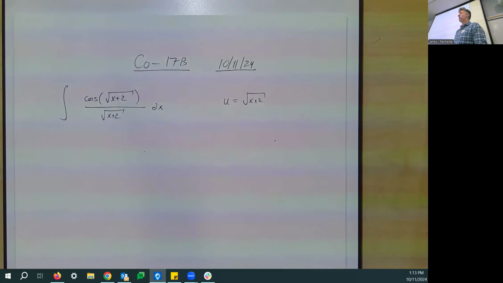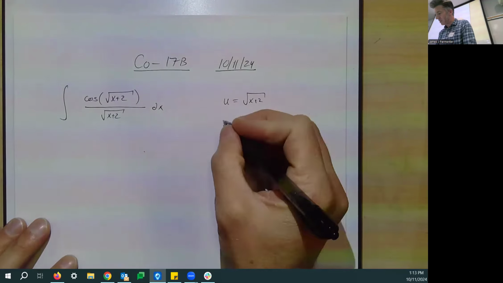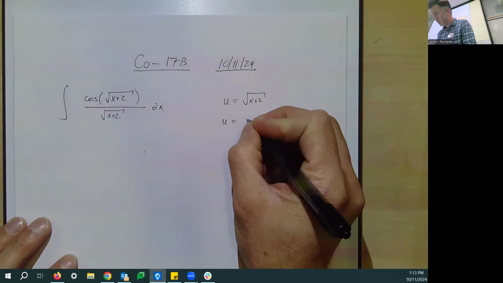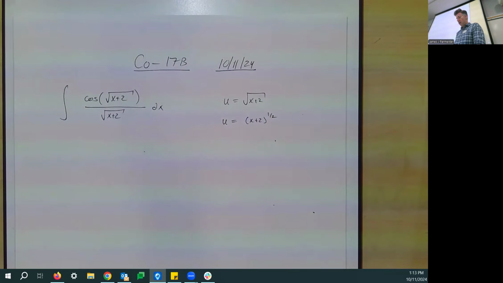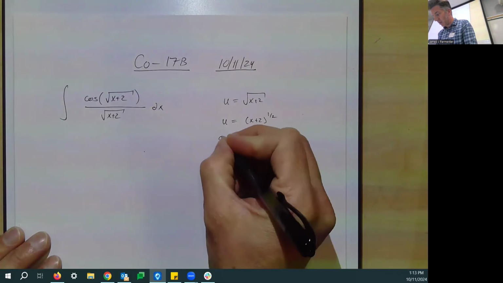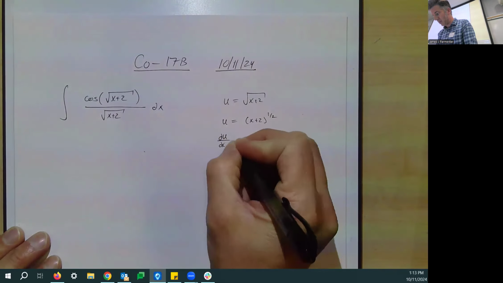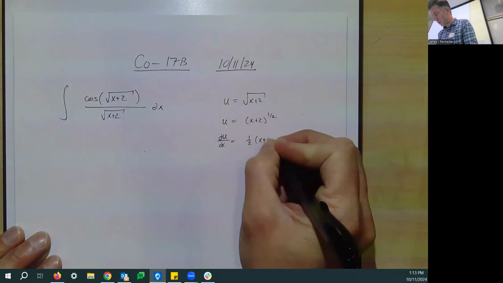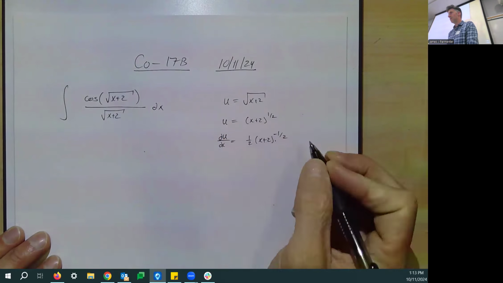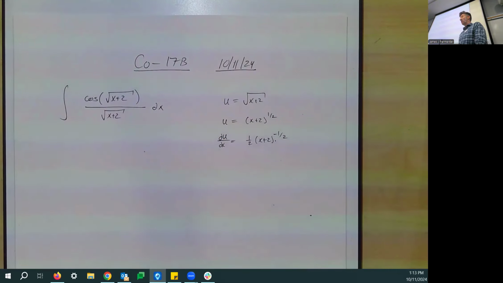You don't have to, but I think it's not a bad idea to rewrite it so that it's easier to differentiate. We've got x plus 2 to the 1/2 power. And then we do need to find the derivative of u whenever we're trying to do a u substitution. I think it's not a bad idea to write du/dx equals the derivative over here, which is 1/2 times x plus 2 to the negative 1/2. I'm going to also think about the chain rule here just for a second to say I would multiply by the derivative of the inside, which would be 1.